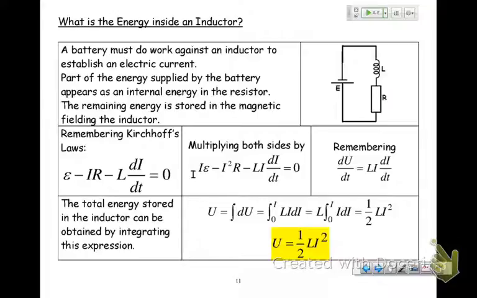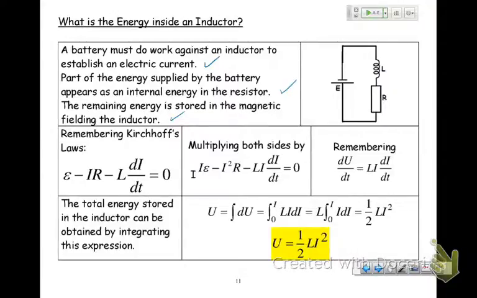But what we say is, okay, if the inductor stores energy, how much energy does it store? A battery must do work against an inductor to establish an electric current. Part of the energy supplied by the battery appears as an internal energy in the resistor. The remaining energy is stored in the magnetic field in the inductor.